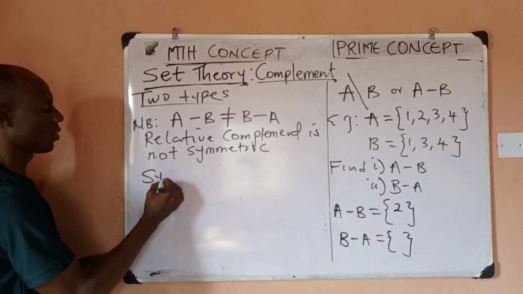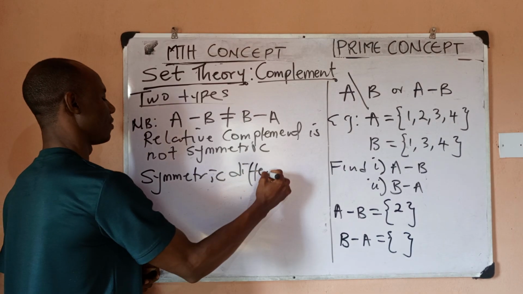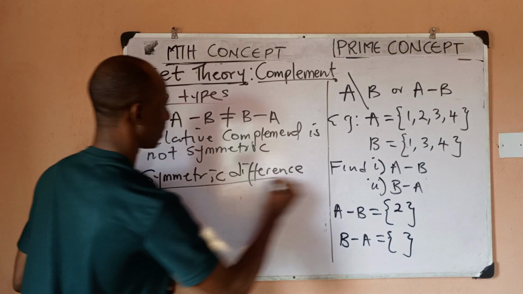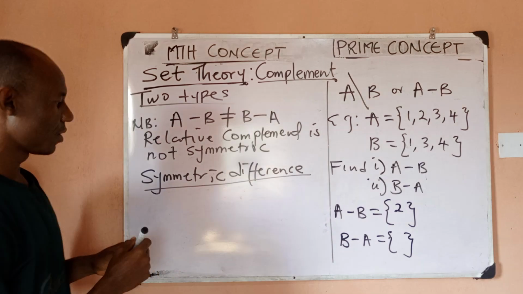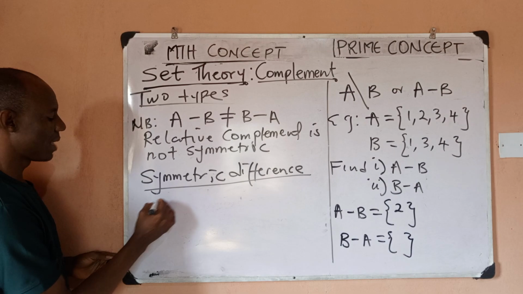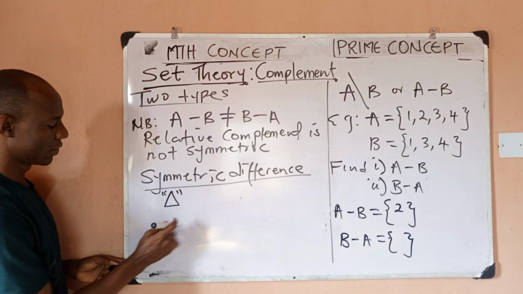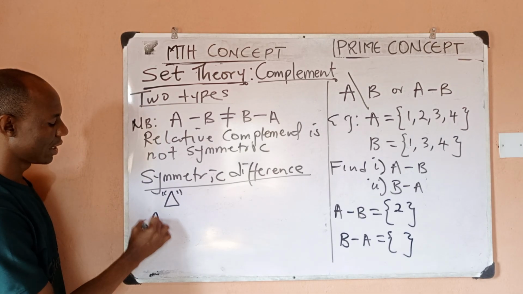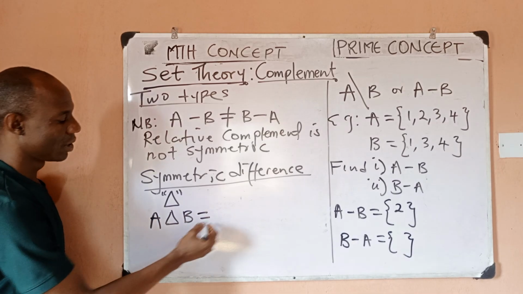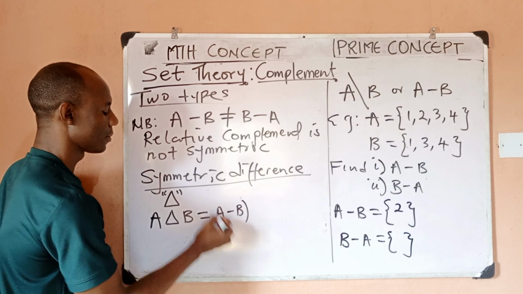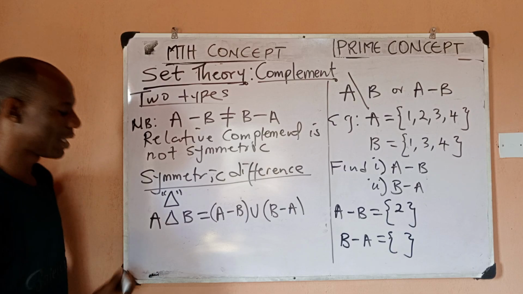So that would be our next point, symmetric difference of a set. Now what is symmetric difference? Symmetric difference of a set is denoted by the symbol delta. So this is the symbol for symmetric difference, and it is given by the relation: A symmetric difference B is given by A difference B union B difference A. So this is how we can find symmetric difference.